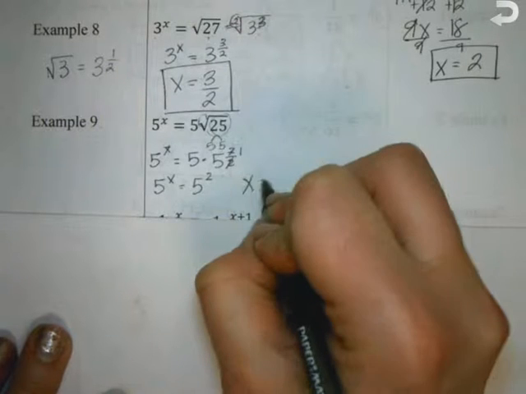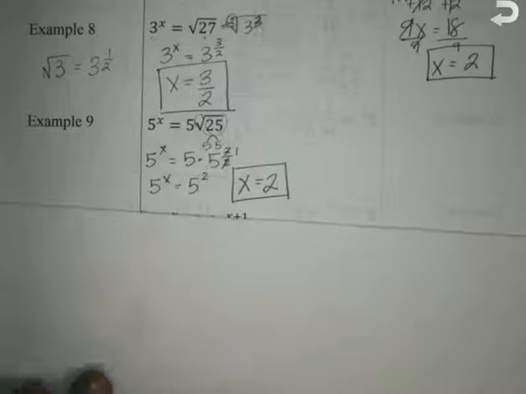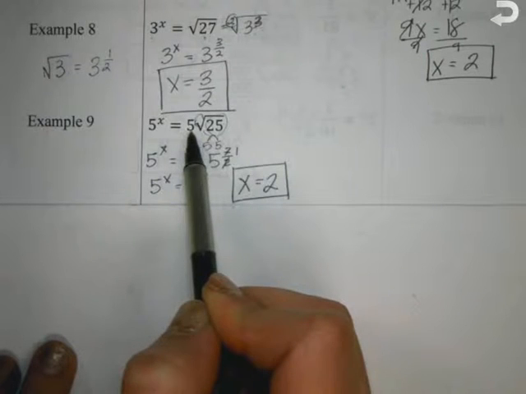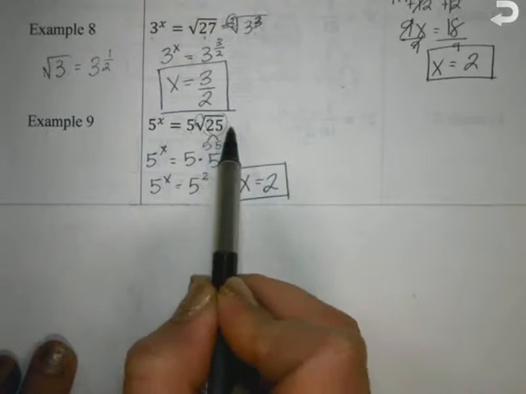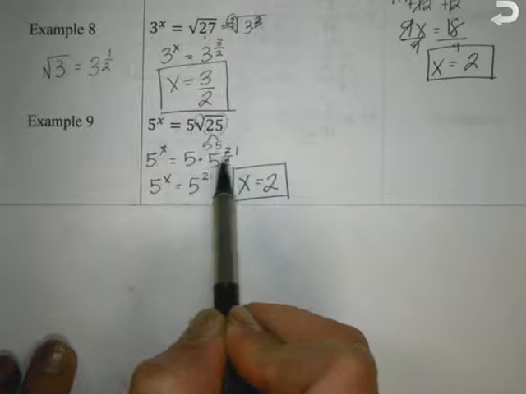Because I had this 5 on the outside being multiplied by it. So this was 5 to the second over 2, right? And that reduced to 1, so I had 5 times 5, which is still 5 squared. Okay? All right.